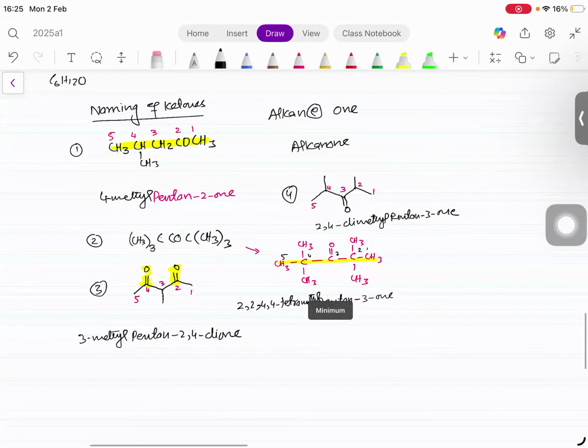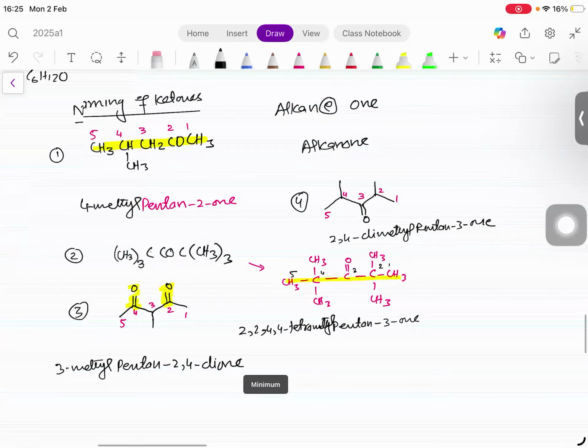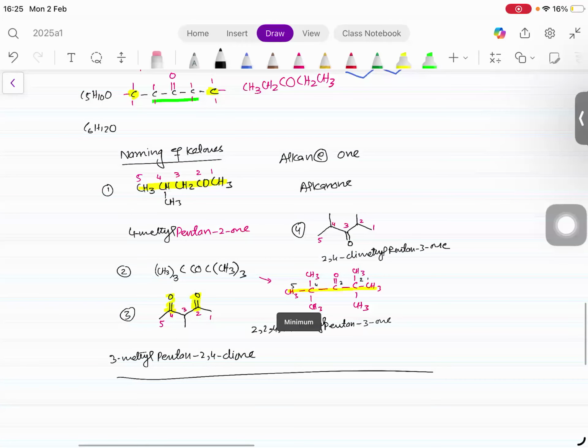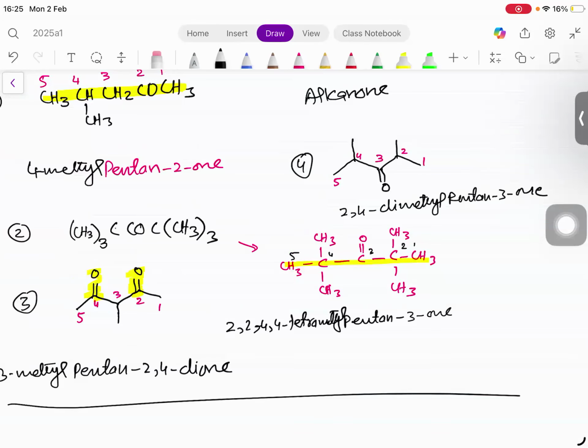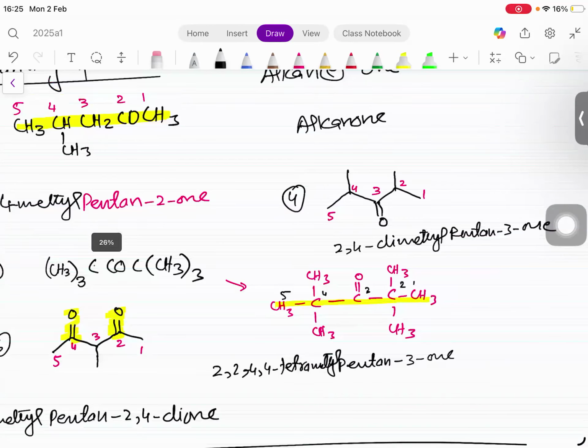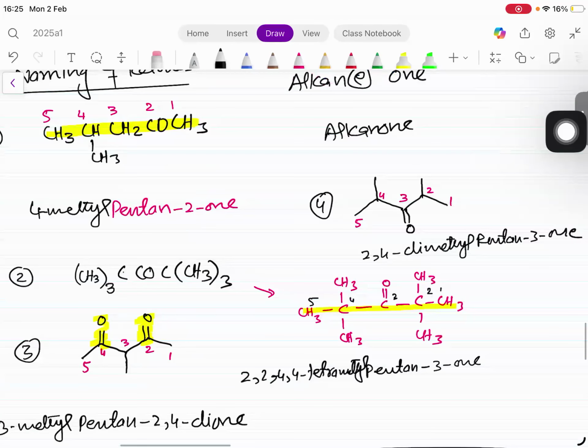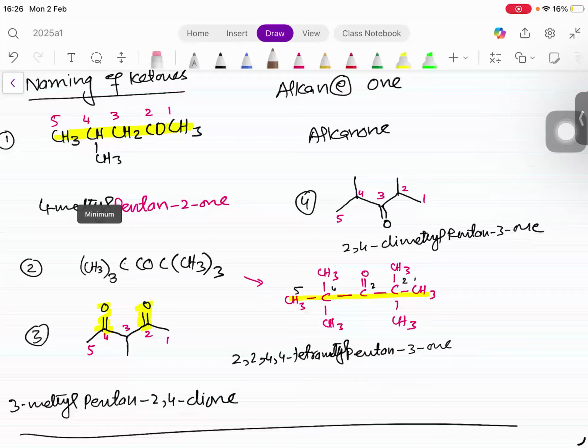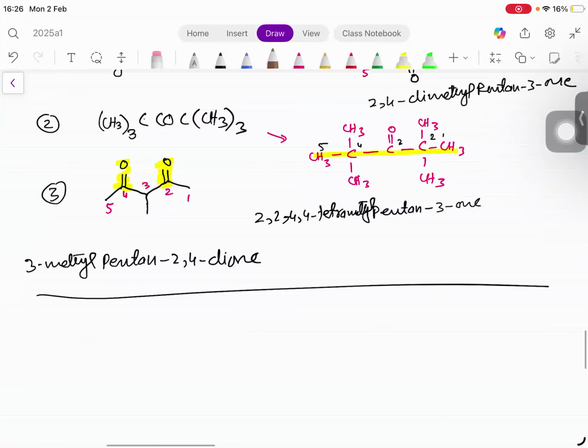Okay, next is carboxylic acids. That's all about the carbonyl compounds, the aldehydes and ketones. Yes, go ahead. Two dimethyl pentan 3 on. Next, the carboxylic acids. Just the introduction, then we will do naming tomorrow. Carboxylic acids.